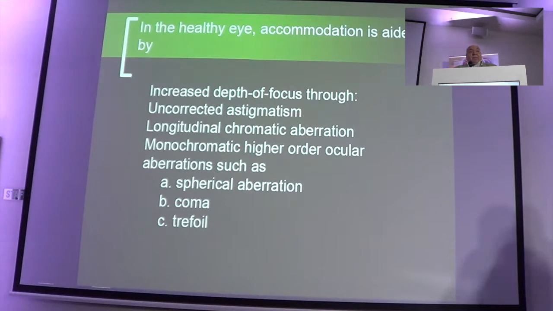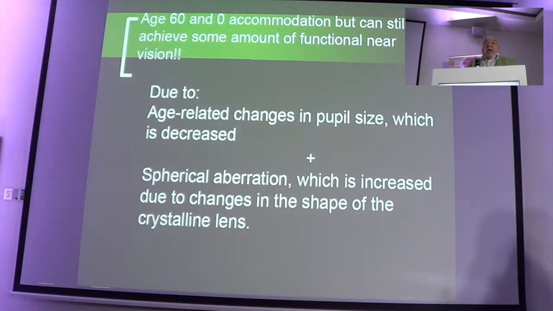In the healthy eye, accommodation is aided by increased depth of focus through uncorrected astigmatism, longitudinal chromatic aberration, and monochromatic higher order aberrations such as spherical aberration, coma, and trefoil. Age 60 and no accommodation. Why? How can they read? This is due to age-related changes in the pupil size, which is decreased, and spherical aberration, which is increased due to changes in the shape of the crystalline lens.